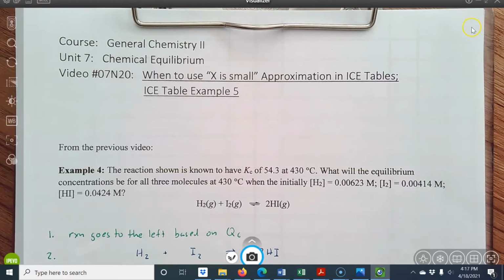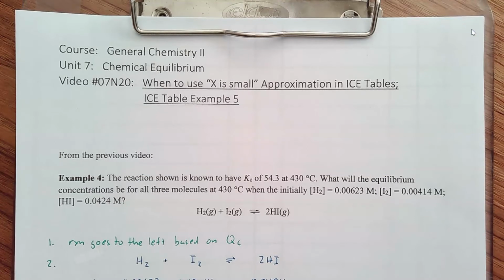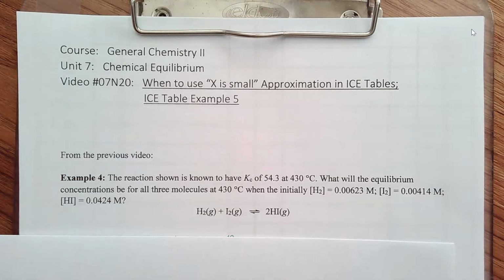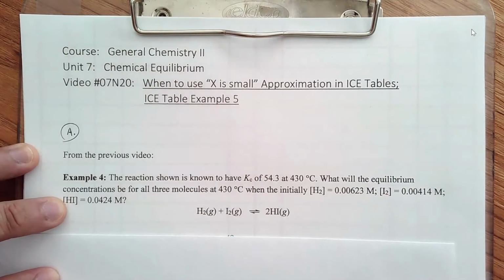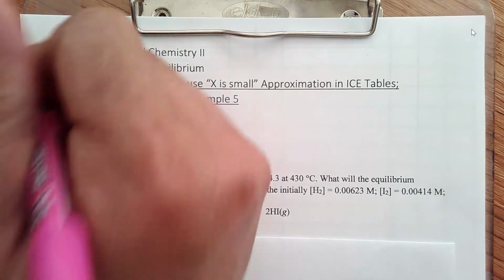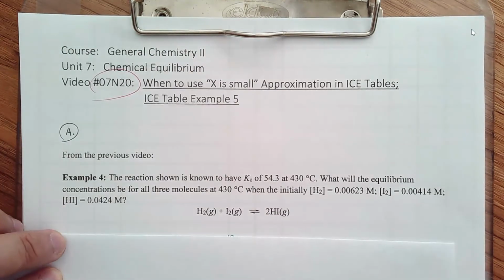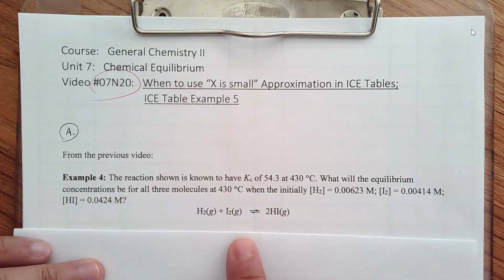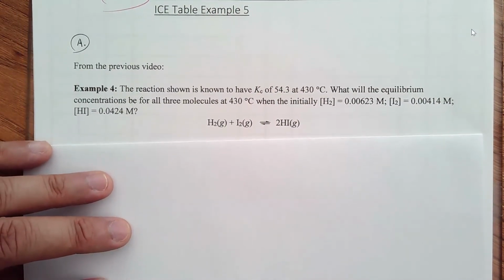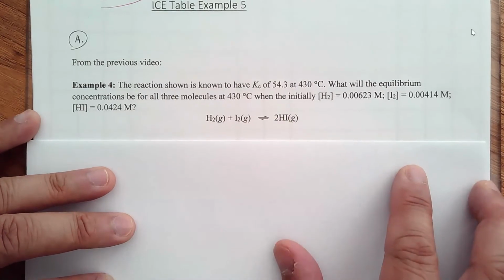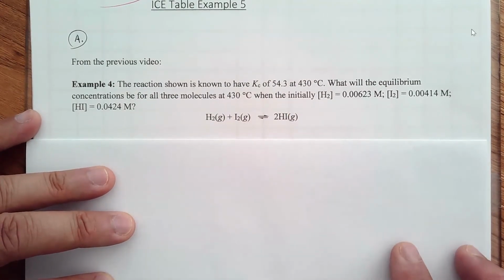Let me just remind us what example number 4 was all about. We'll call this part A. And example number 4 gave us initial concentrations for all three molecules in the chemical reaction. And the Kc is above 1, it was 54.3.